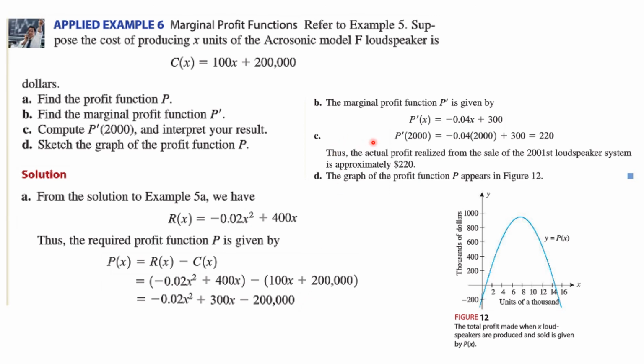Part B, we'll take the derivative of that because we're looking for the marginal profit function, P prime. And so this is P prime. We just take the derivative of this with respect to x, and we get this, and we can plug in 2,000 in part C, which we're supposed to do, and we get 220. Thus, the actual profit realized from the sale of the 2,001st loudspeaker system is approximately $220.